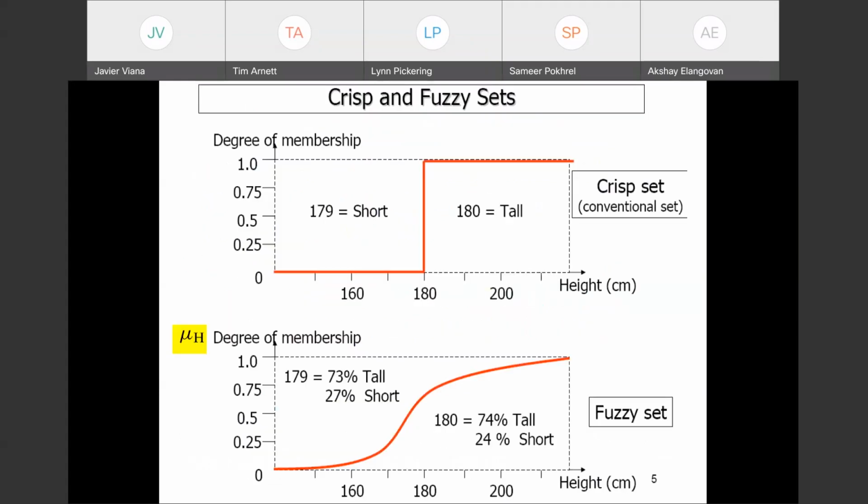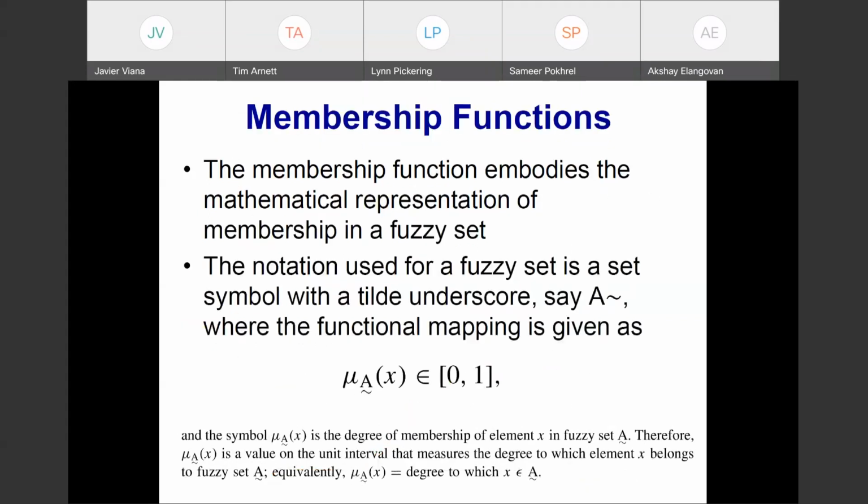But yeah, so membership functions, this embodies the mathematical representation of a membership in a fuzzy set. So the curve that we just saw, this may look somewhat like a sigmoid curve, but there are all sorts of different shapes. We've seen triangular. You'll see some other ones that are Gaussian, trapezoidal, maybe even singleton if you're doing something very specialized. And the notation used for a fuzzy set is a set symbol with a tilde underscore. This is not as common, I would say, in the literature, but you will see mu being used quite a bit for representing the membership value.